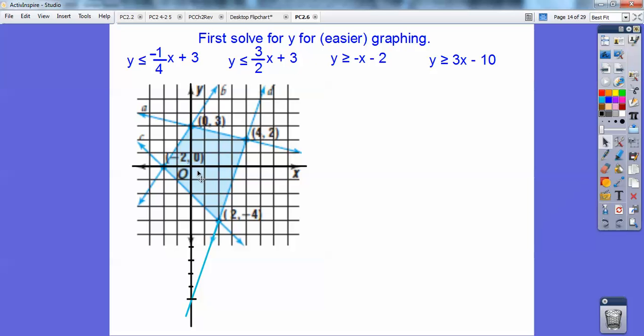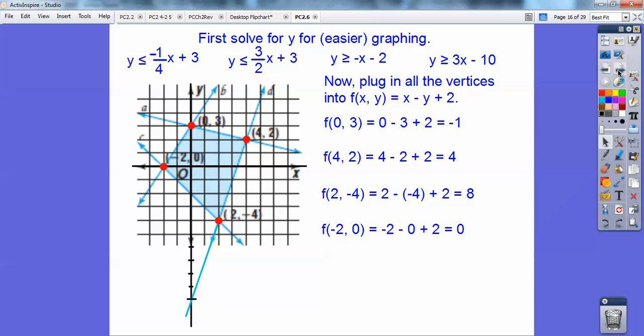So I'm interested in these vertices. This one's at negative 2, 0. This vertex is at 0, 3. This vertex is at 4, 2. And then 2, negative 4. I'm interested in those vertices because now I'm going to plug all those vertices into my function f of x, y equals x minus y plus 2. So let's plug them all in.